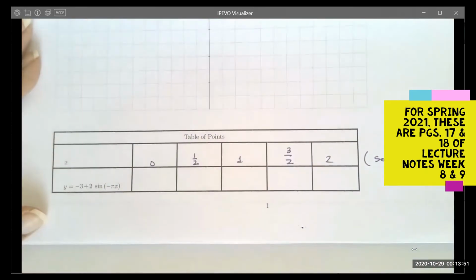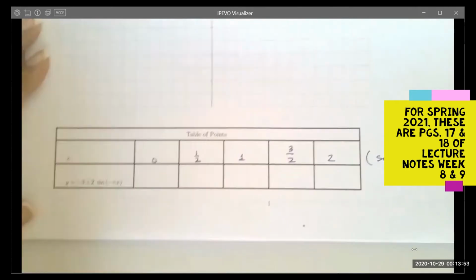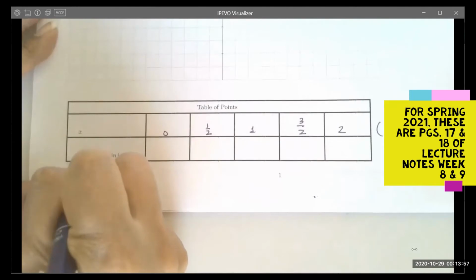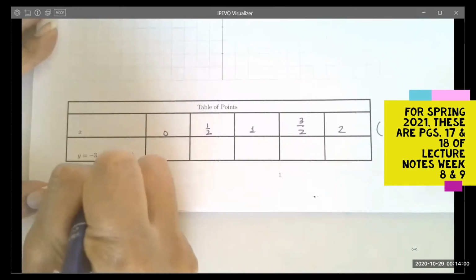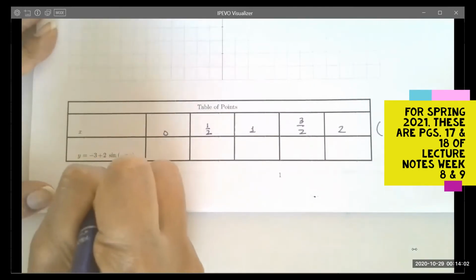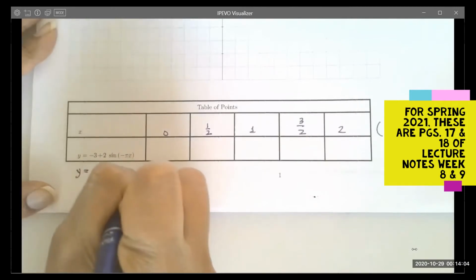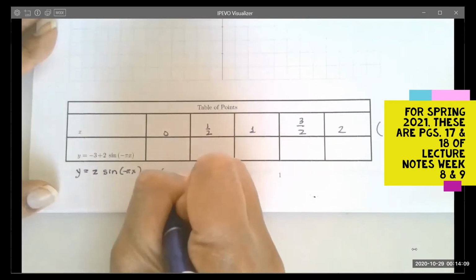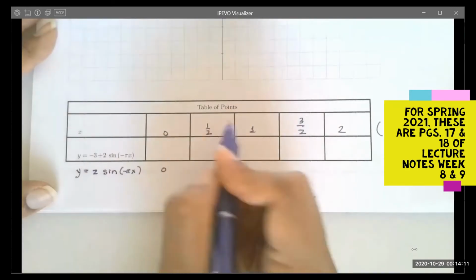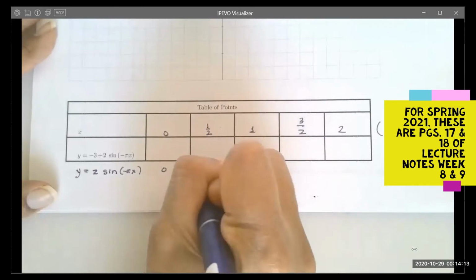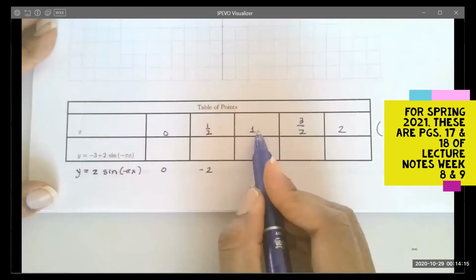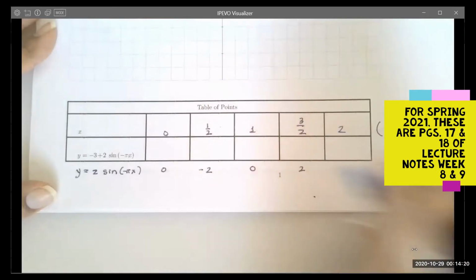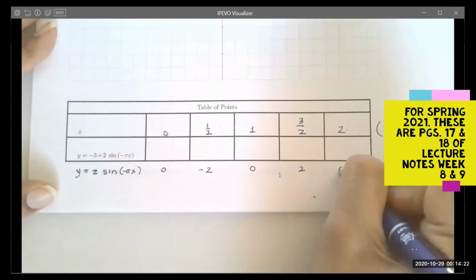I'm also going to transfer over the y values, but not write them directly into the table quite yet. I'm going to have another row here. This is kind of like my reference row. It's 2 times sine of negative pi x that we found y values for. When x was 0, the y value was 0. When x was 1/2, we got -2. When x was 1, we got 0. When x was 3/2, we got a 2. And when x was 2, we got a 0.